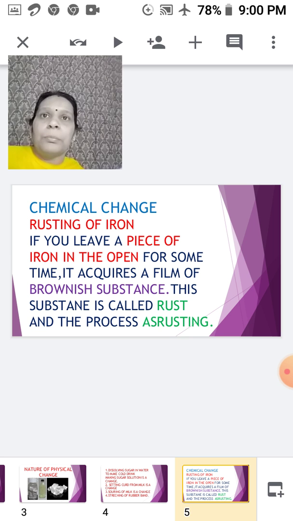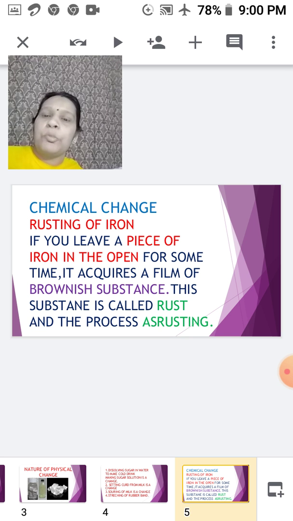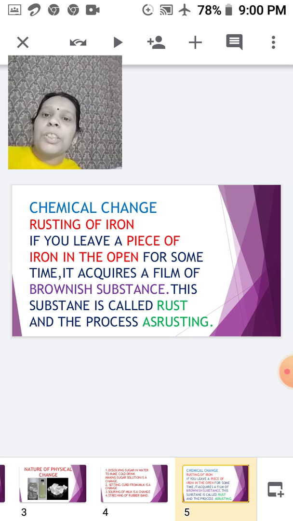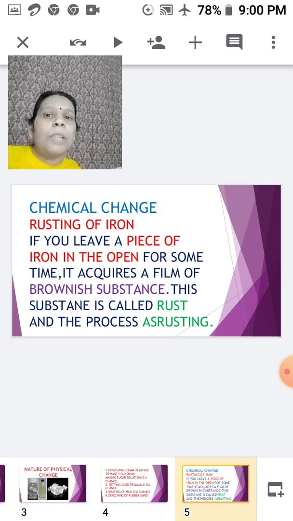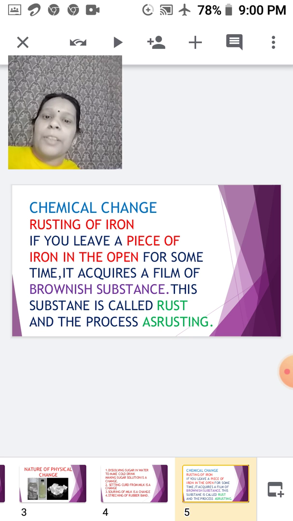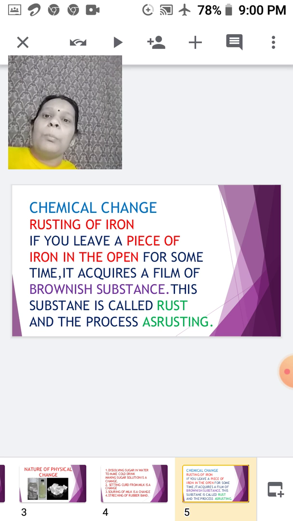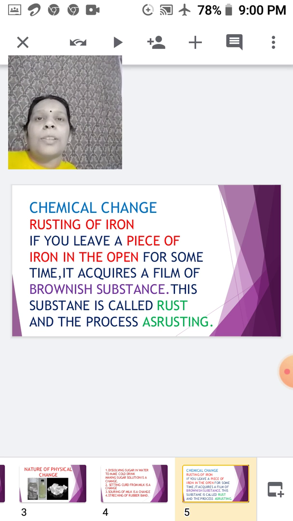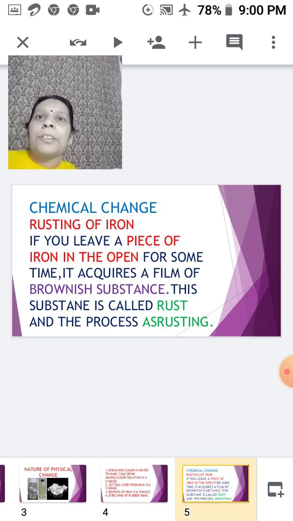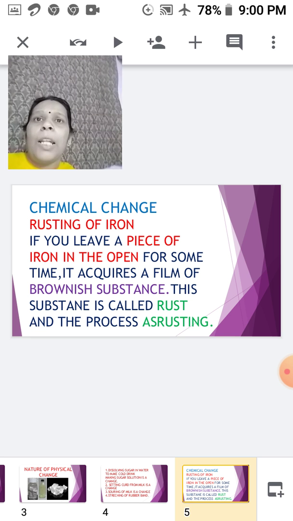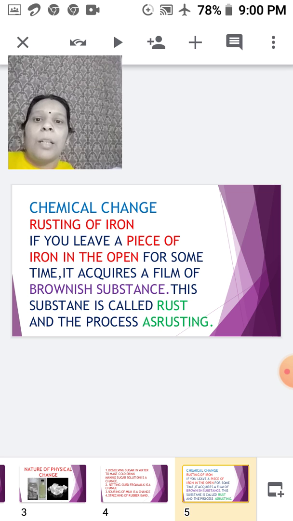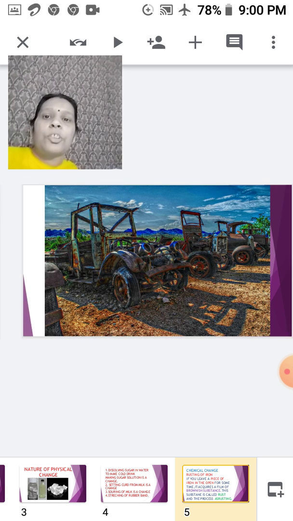But with time, this layer of rust falls off, exposing the inner surface of the iron, on which a new layer of rust develops. And now what happens? Slowly and slowly, the metal iron on which this rust was developed eats away. Okay, and so it creates a major problem for such metals.